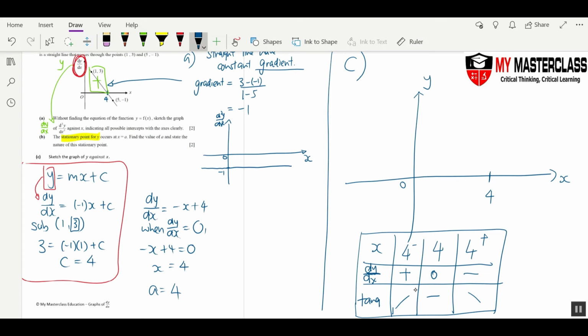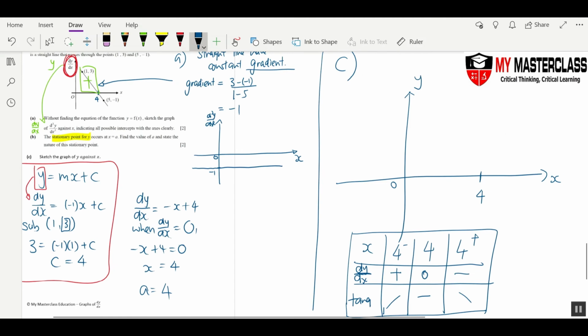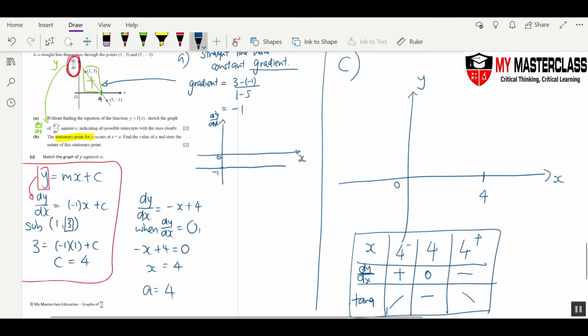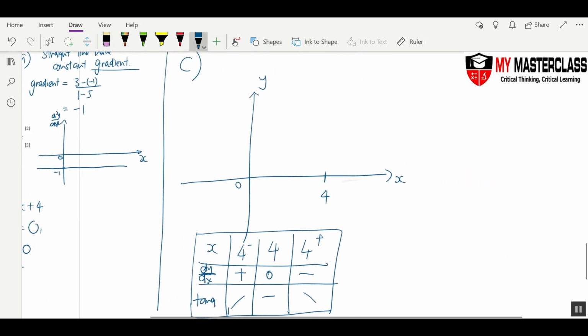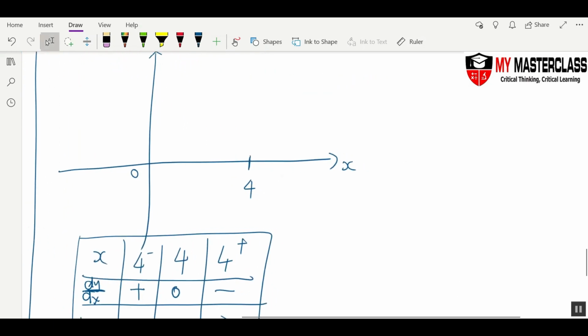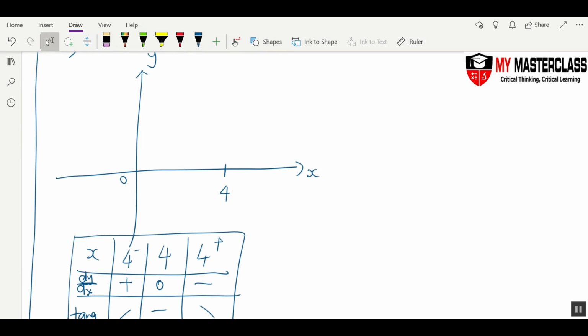Okay, so now this question can be a simple question, it can be a hard question. So that means if they never tell you to label the axis, all you need to do is to just draw this, maybe big, then this one goes down. The turning point is there, then that's it.